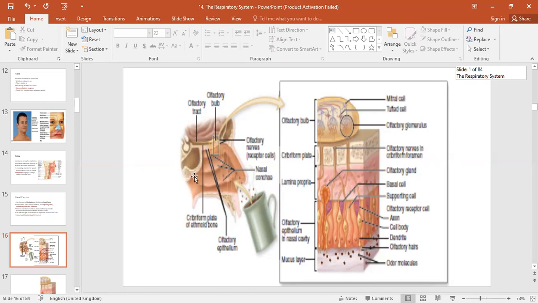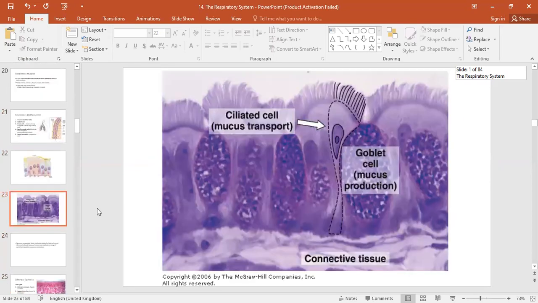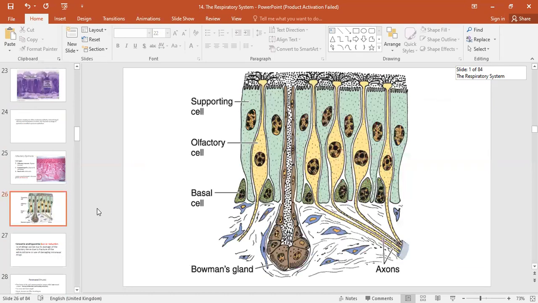Okay. So that's about the olfactory epithelium, which is shown here again. 3 types of cells: basal cells, also known as stem cells, support cells, and olfactory cells. Then we have Bowman's glands or olfactory glands. Then see that those axons are meeting to form olfactory nerve.